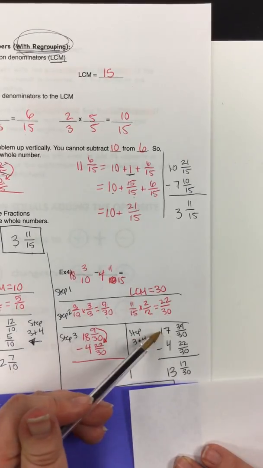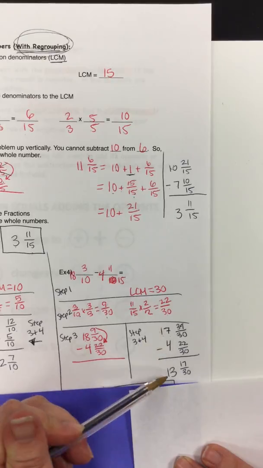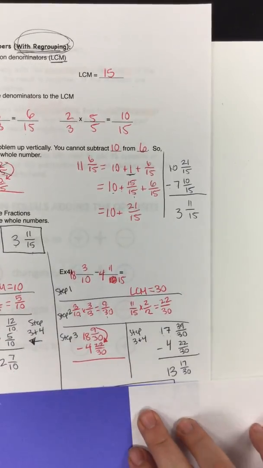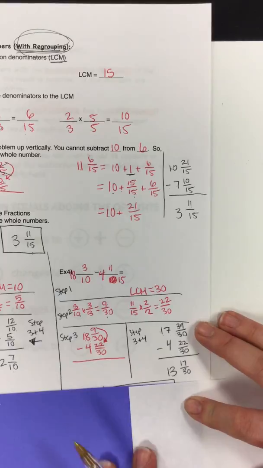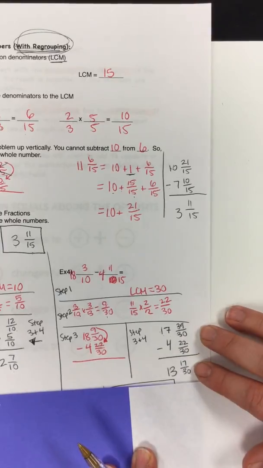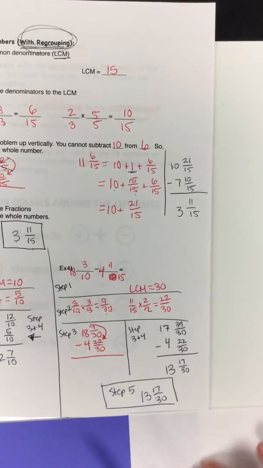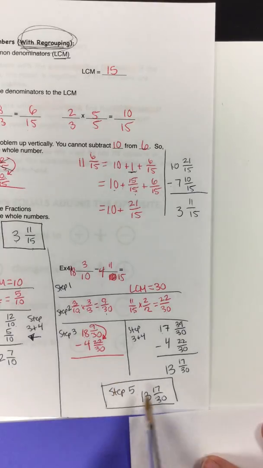Now I'm going to subtract the whole numbers. 17 minus 4 is 13. Now I have to ask myself, can this be simplified? In this example, it cannot be simplified. So my step 5, my final answer is 13 and 17/30.